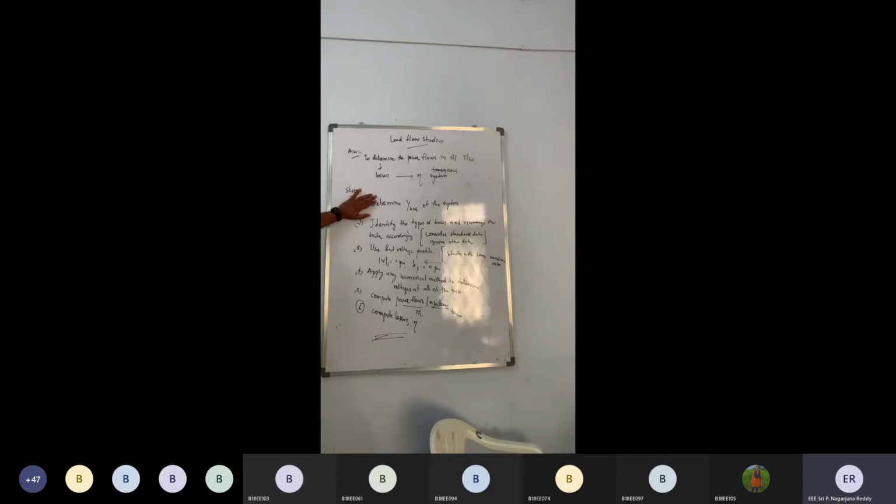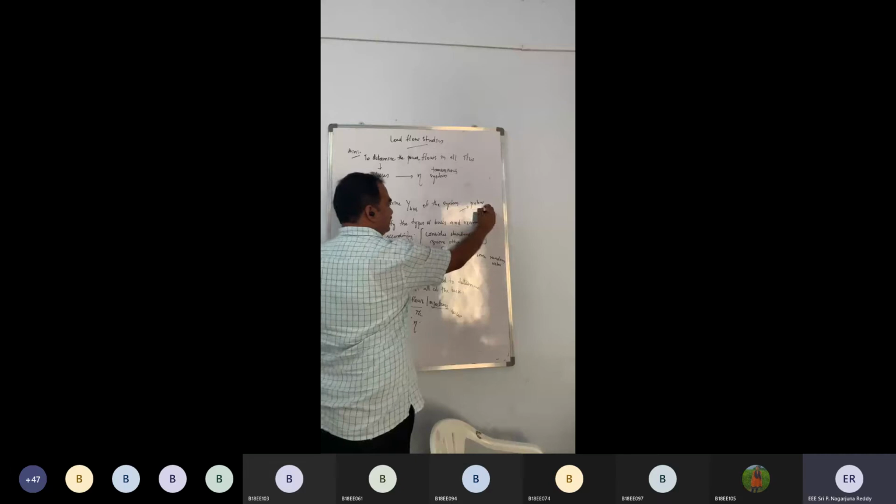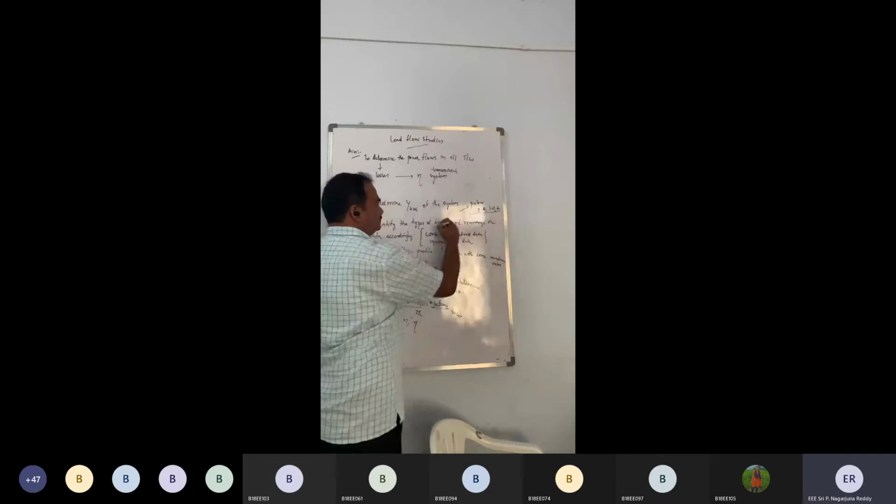First of all, we determine the buses of the system. And the second one is identifying the types of buses and rearranging the data accordingly, which means that you are supposed to consider only standard data and ignore the other data. So now you might ask, what do you mean by standard data? They may mention at some bus that it is a PV bus. At a PV bus, they will be mentioning all the values to confuse you.